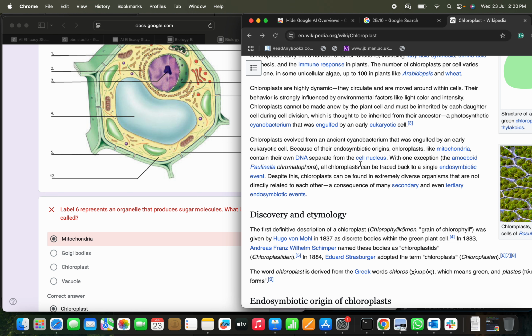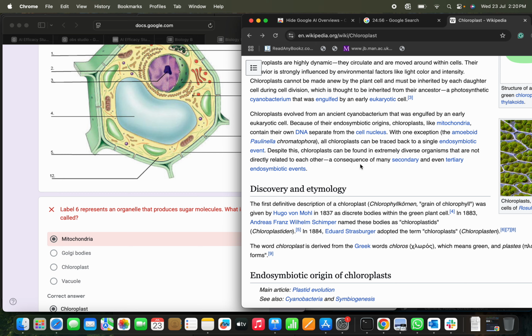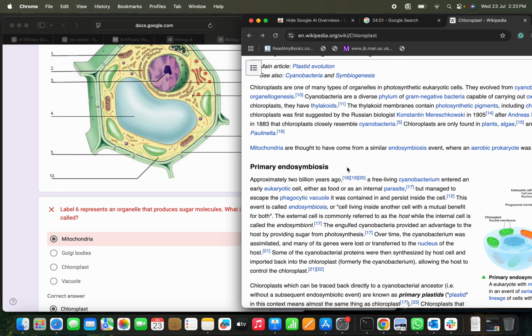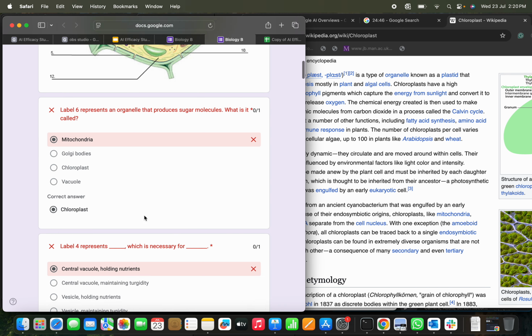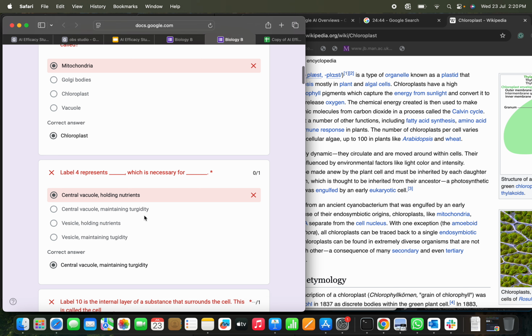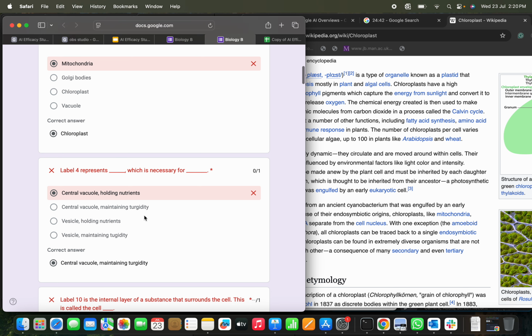Alright, that's interesting. With one exception, the amoeboid Paulinella, all chloroplasts can be traced back to a single endosymbiotic event. Despite this, chloroplasts can be found in extremely diverse organisms. Alright, so this is interesting. I'll just stay till here because I know that I understood the point that they are the sugar molecule producing cells. So the next part asks for what this label 4 represents.